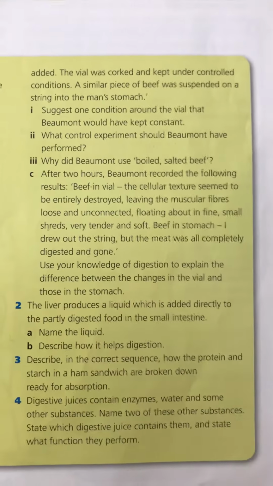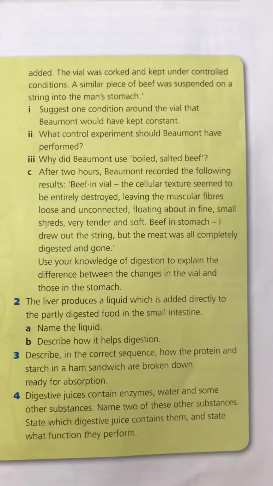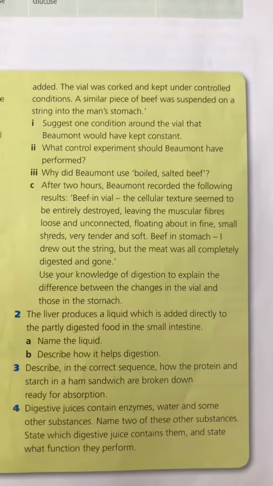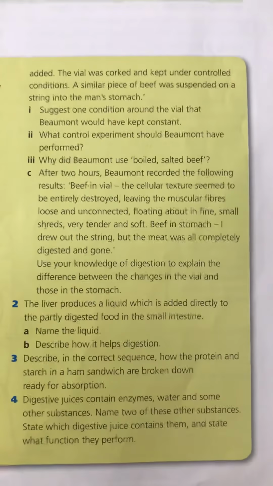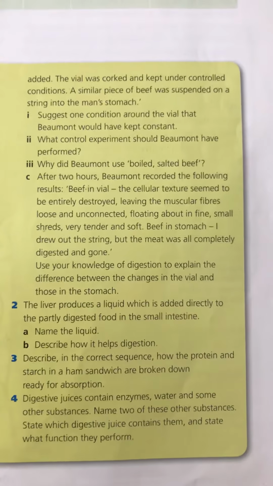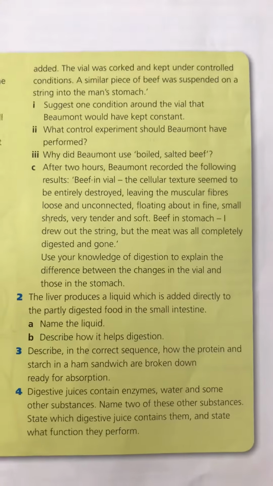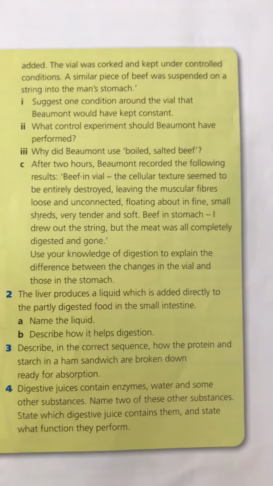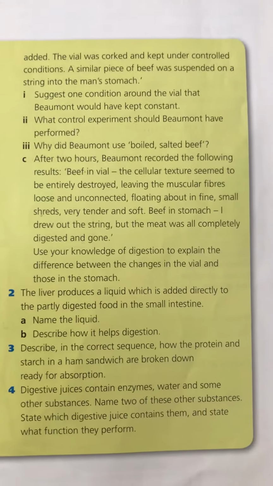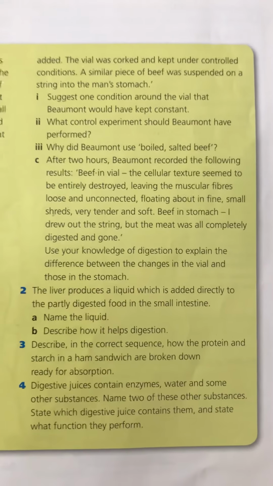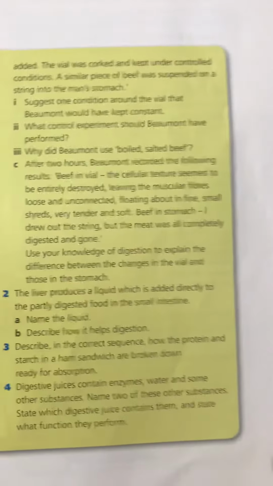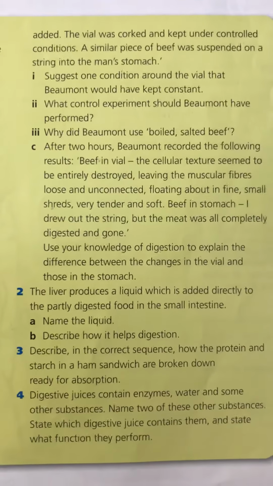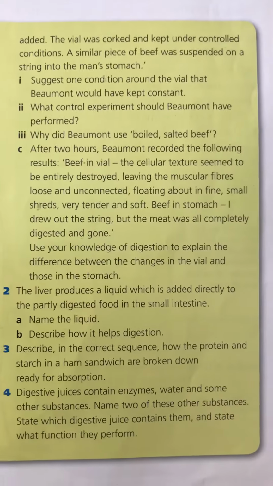So one condition around the vial that Beaumont would have kept constant would be, as we know, for enzymes, 2 factors need to be taken into consideration, and that's the pH and the temperature. So either the pH or the temperature, because most of what goes on in the digestive system is based around enzymes. What control experiment should he have performed?